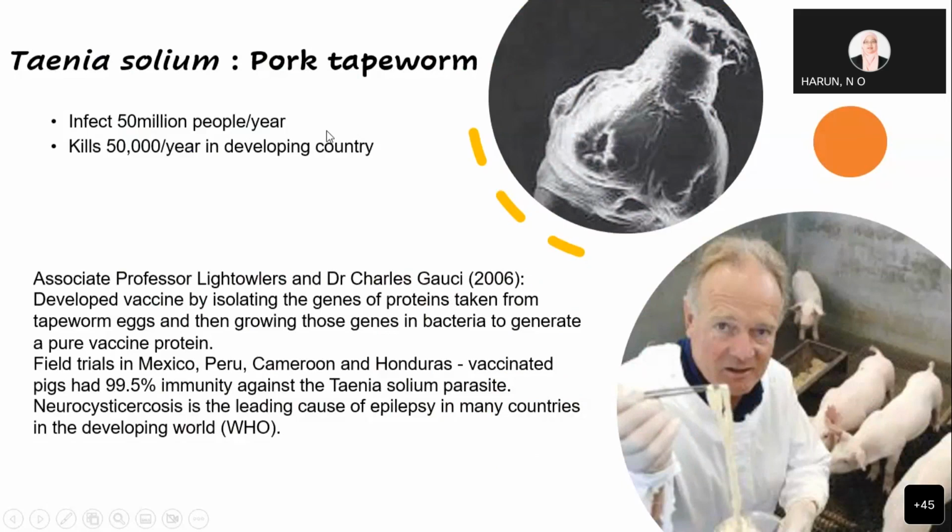The pork tapeworm infects 50 million people per year and kills nearly 50,000 people per year in developing countries. Okay, as you can see, this is Associate Professor Lightowlers. He developed a vaccine by isolating the genes of a protein taken from tapeworm eggs and then growing those genes in bacteria to generate a pure vaccine protein. It was used in field trials in Mexico, Peru, Cameroon. It's not Cameron Highlands, Cameroon, the country, and also Honduras.